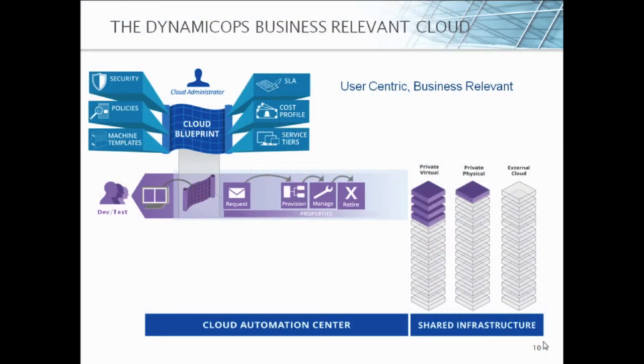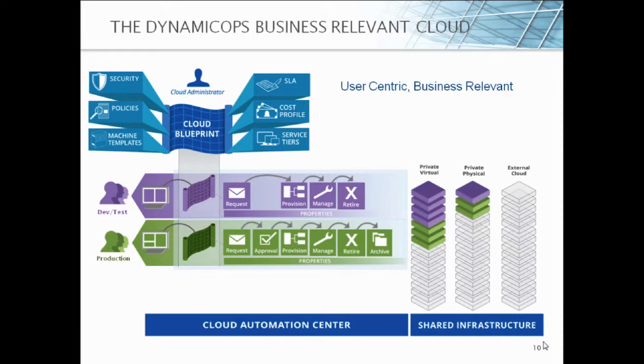So for our example before where we had machines being provisioned in two different locations, the custom properties can define where the machines are actually provisioned. So not only can I create service offerings that meet the unique needs of the dev test group, but I can also do the same for production and desktop.